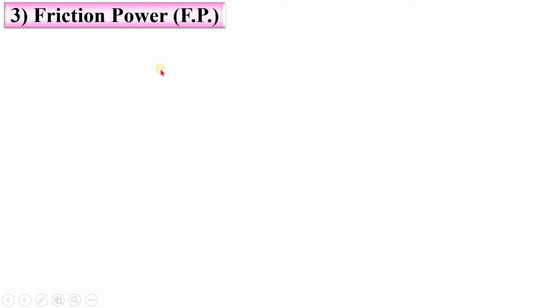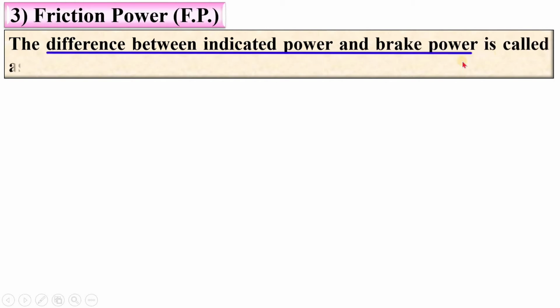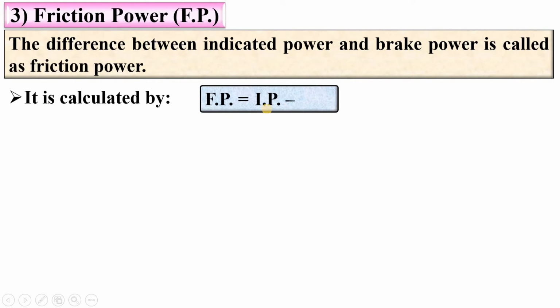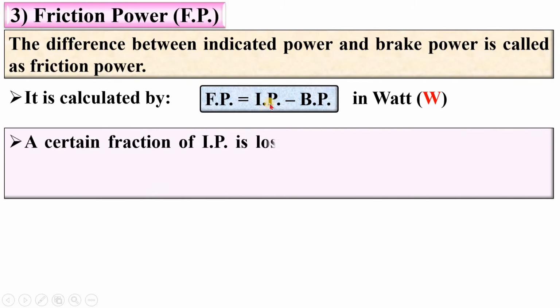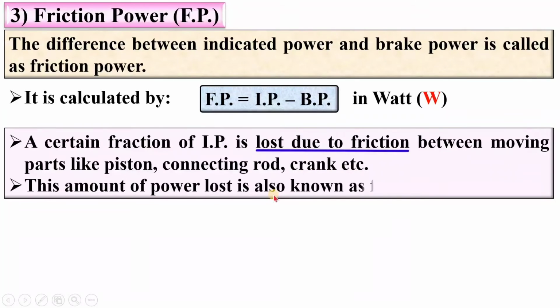Now next, third one, friction power. The difference between indicated power and brake power is called friction power. It is calculated by IP minus BP and that is once again measured in watt. A certain fraction of indicated power is always lost due to the friction between moving parts like piston, connecting rod, crank, etc. And this amount of the power lost is also known as friction power.